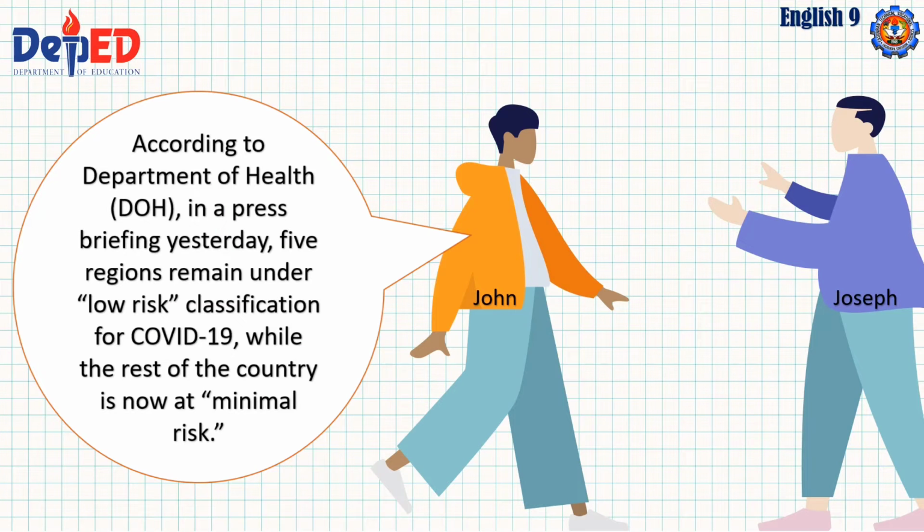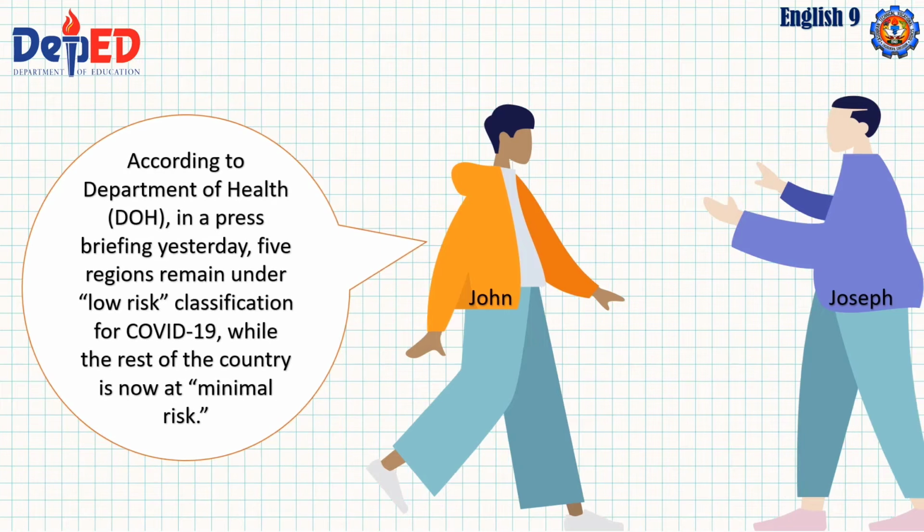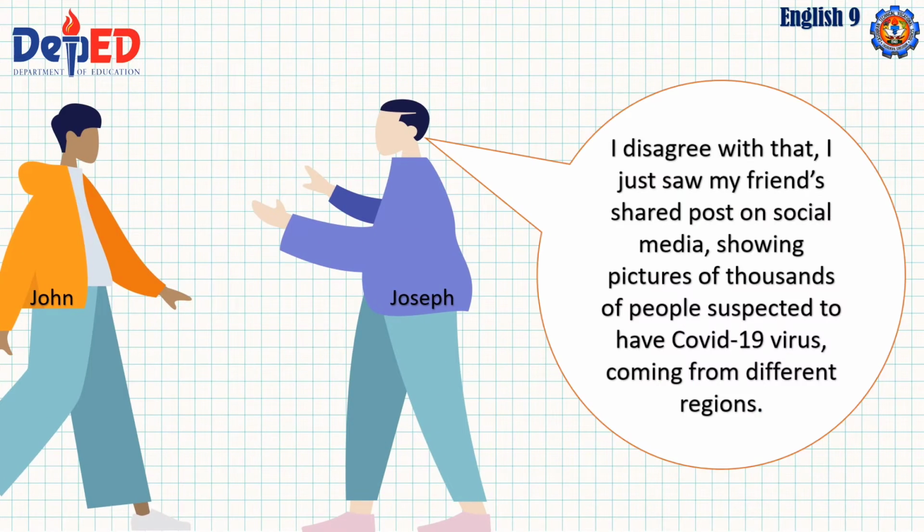According to the Department of Health or DOH in a press briefing yesterday, 5 regions remain under low risk classification for COVID-19, while the rest of the country is now at minimal risk. I disagree with that. I just saw my friends shared posts on social media showing pictures of thousands of people suspected to have COVID-19 virus coming from different regions.